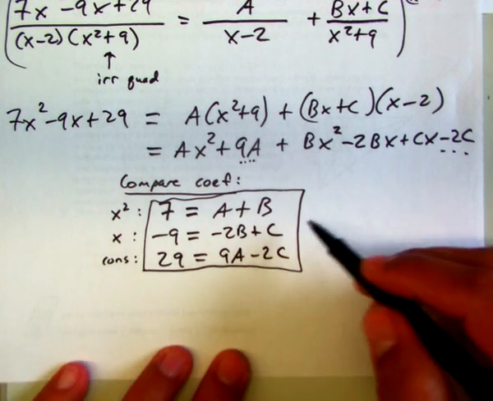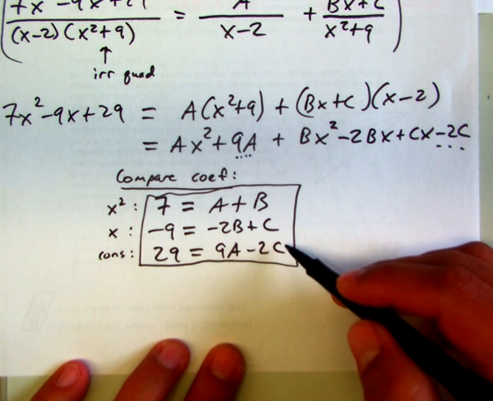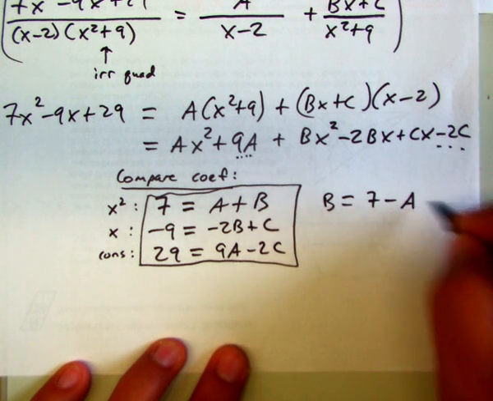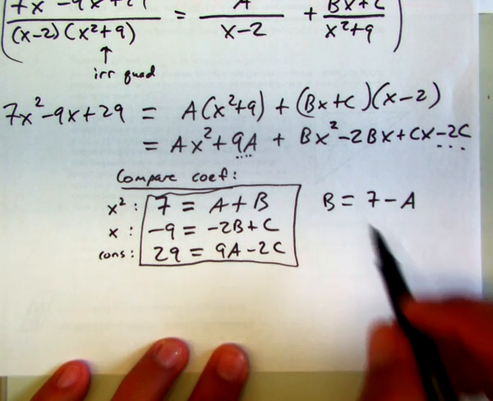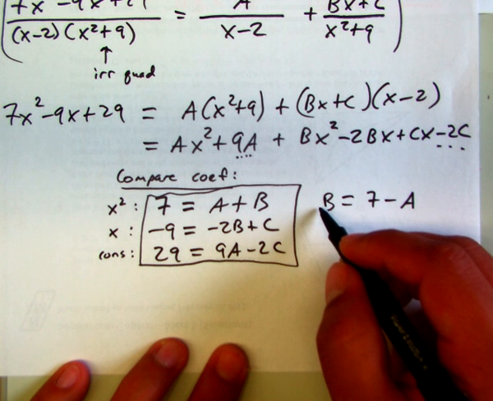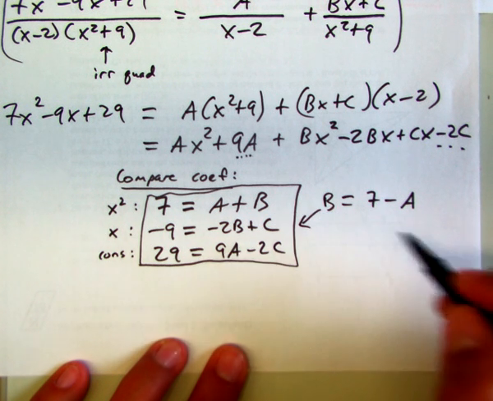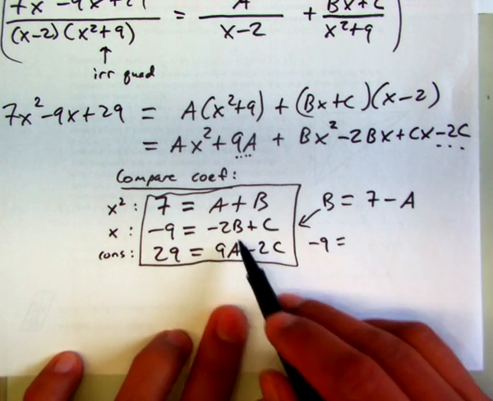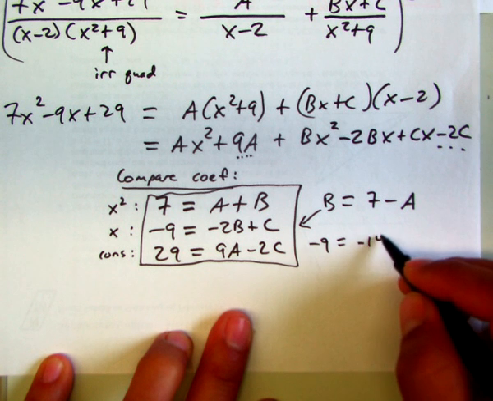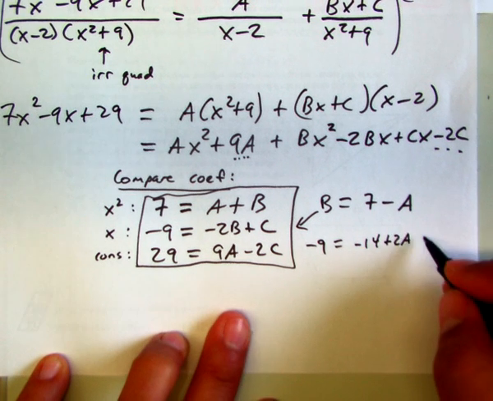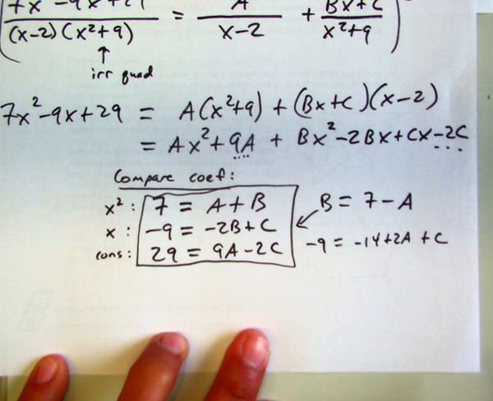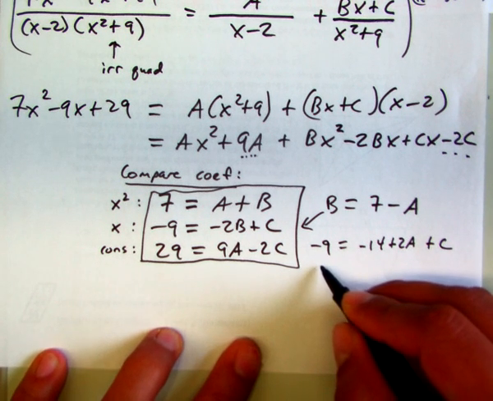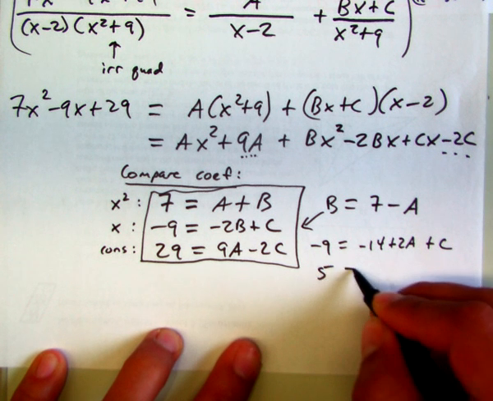It's a 3 by 3, but it's not too bad because each equation only has 2 variables. So what I'm going to do is maybe solve for b in the first one. So I get that b has to equal 7 minus a. And then what I'll do is plug that into the second equation. So then I get negative 9 equals, if I multiply negative 2 with b, negative 14 plus 2a plus c. And if I clean that equation up a little bit, we get that 5 has to equal 2a plus c.